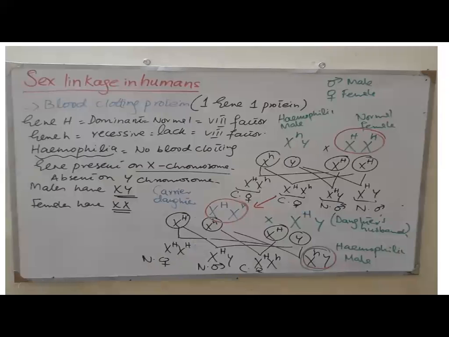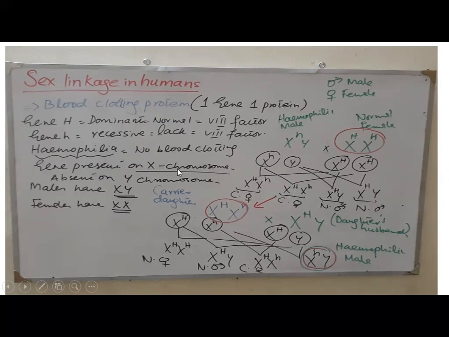The next topic is sex linkage in humans. The male has XY and the female has XX. There is a blood clotting protein, and its gene H, the dominant one, is normal and produces the protein factor 8. The recessive gene small h lacks factor 8. Hemophilia is a genetic disorder in which blood clotting does not occur, and its genes are present on the X chromosome.